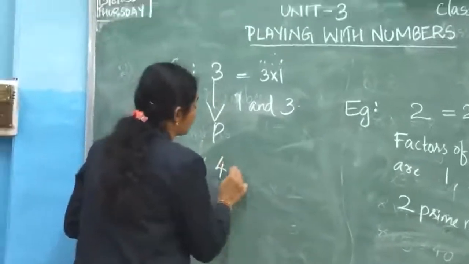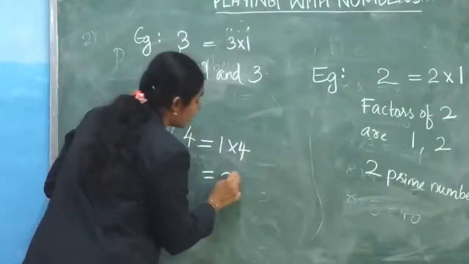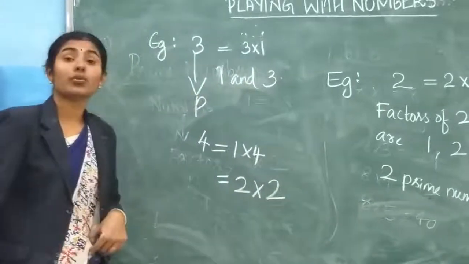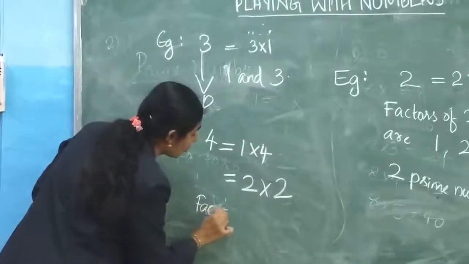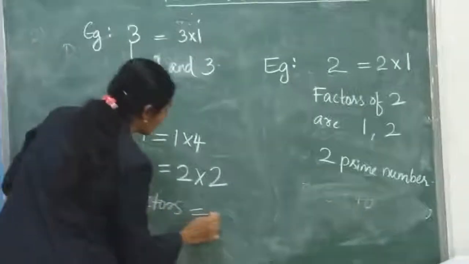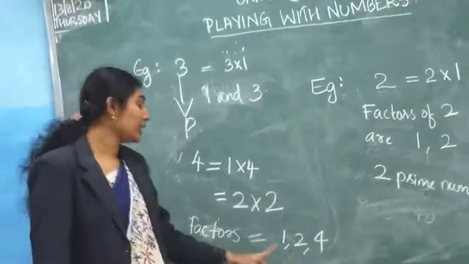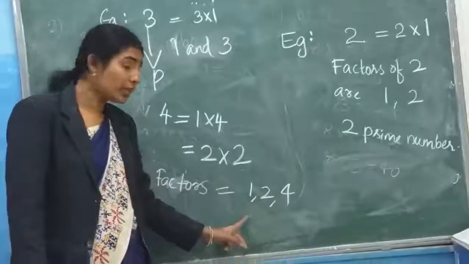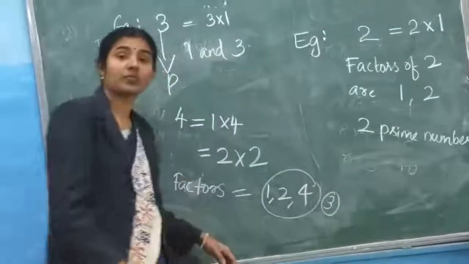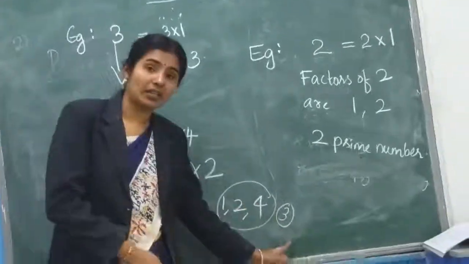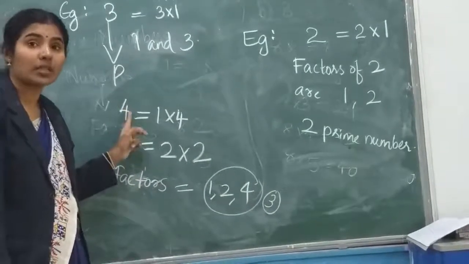What about 4? First find the factors. 1 fours are 4. Another way you can write it, 2 twos are 4. So the factors of 4 are 1, 2, 4. So you are getting more than 2 factors, isn't it? The total 3 factors are there. If you are getting more than 2 factors, that means 4 is not a prime number.